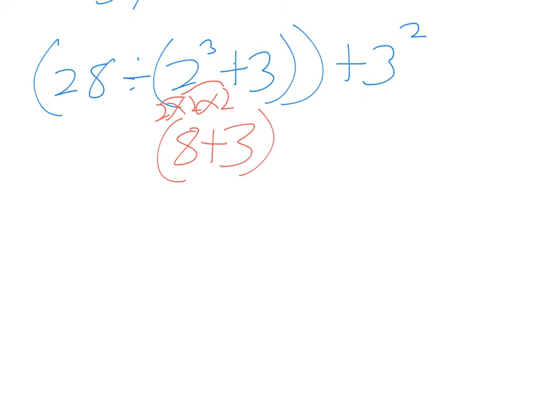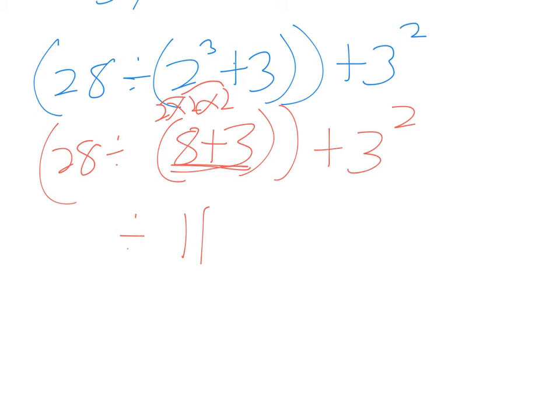8 plus 3, and now that's still in parentheses, 28 divided by 8 plus 3 plus 3 squared, and again, order of operations, parentheses, go into these parentheses, 8 plus 3 is next, 8 plus 3 is 11, 28 divided by 11 plus 3 squared. I still have parentheses to do. In this case, 28 divided by 11, that's not going to work out to an even number, so I'm going to have to do a decimal here.